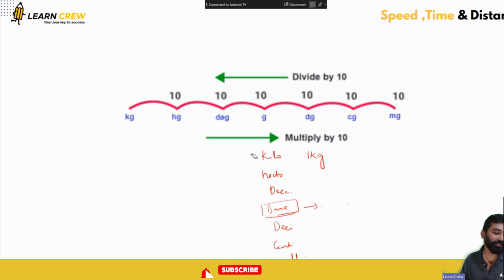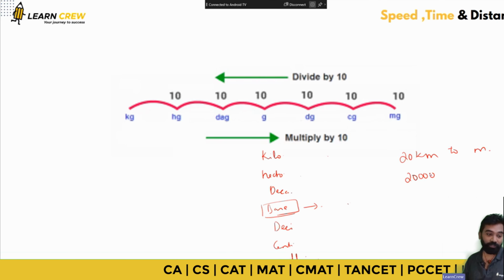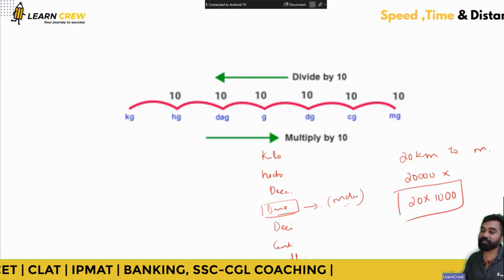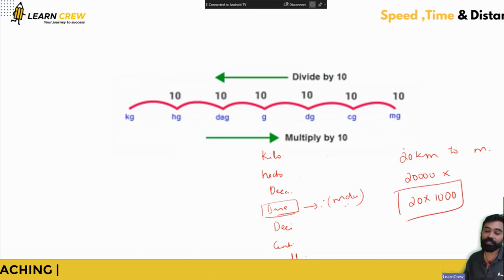Let me ask a very basic question. If I give 20 kilometers to meter, how much is it? Is it 20,000 or 2,000? 20,000. So how did you get 20,000? Multiplied by 1,000. So if this is 20 kilometer, the base value is meter. From here you reached over here, so this is going to multiply by 10 in order to reach here. This is what you're doing.